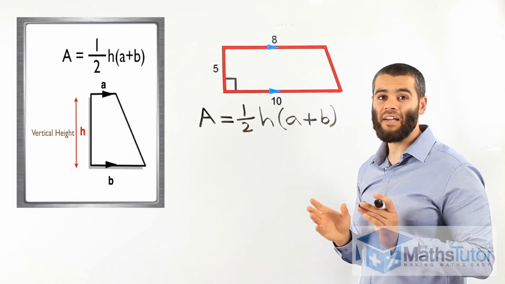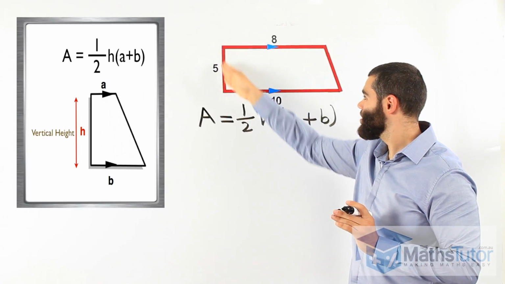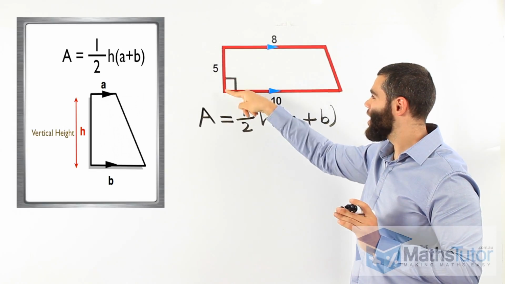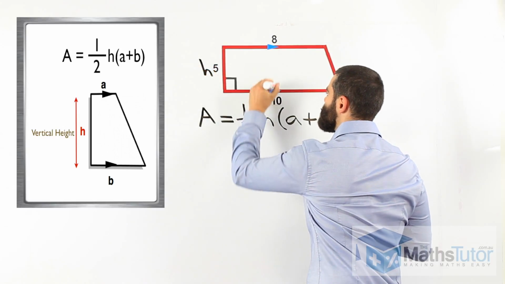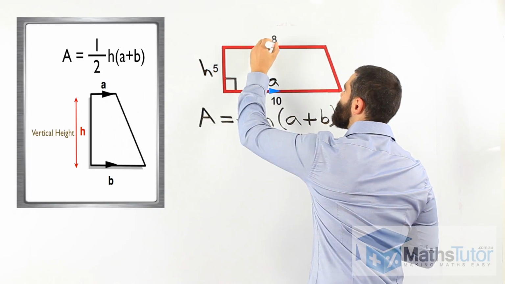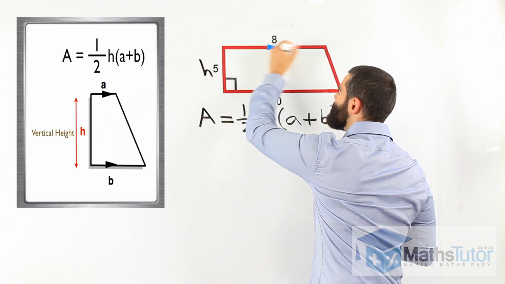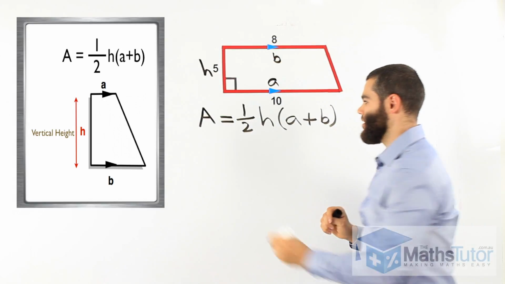Perpendicular, meaning it is 90 degrees. It meets 90 degrees there. That is our height. That is our h. So this is our h. This is our a. And this is our b. This side there. We can now work it out.